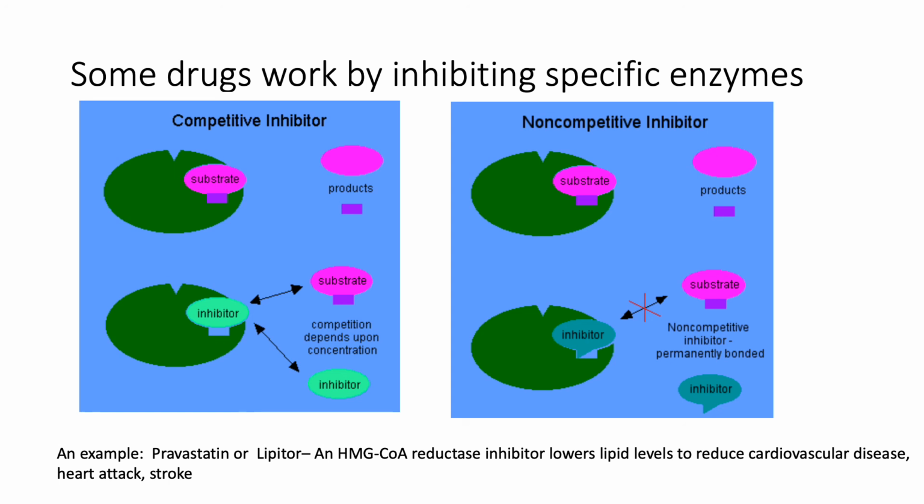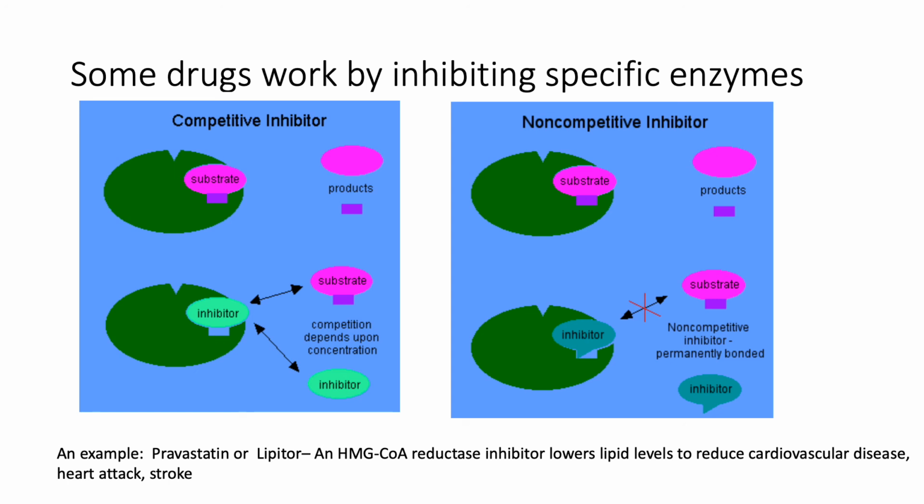Let's start with the non-competitive inhibitor on the right-hand side. A non-competitive inhibitor, that's shown in the dark green in this drawing, will bind to the active site of the enzyme and bind so tightly that it can't be removed. Maybe there's a covalent interaction with one of the R groups on the amino acids, but it basically permanently blocks the enzyme. It cannot work anymore, no matter how much substrate you have in there.